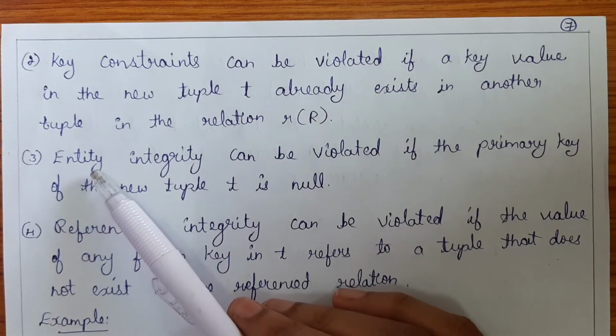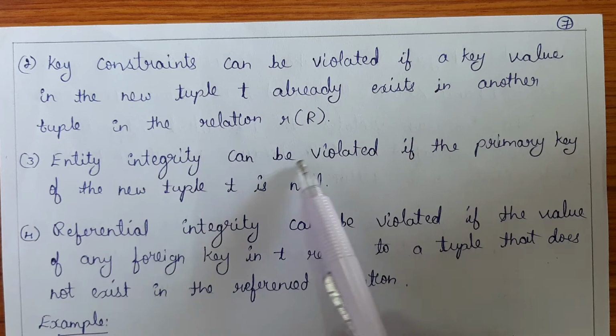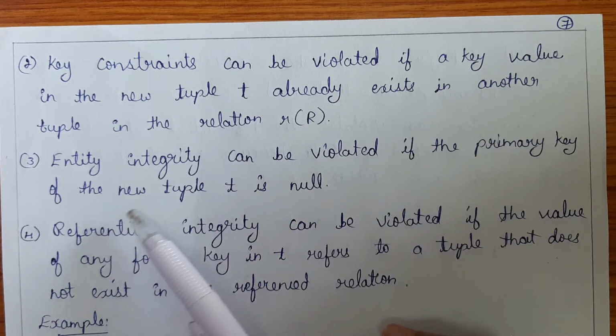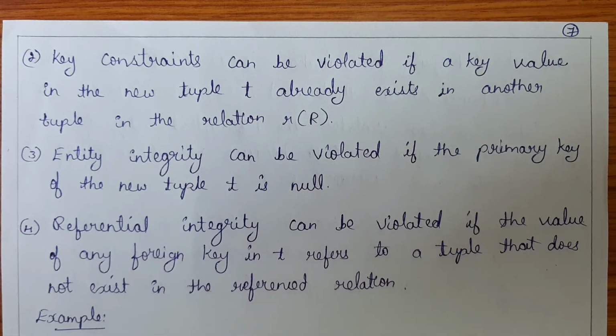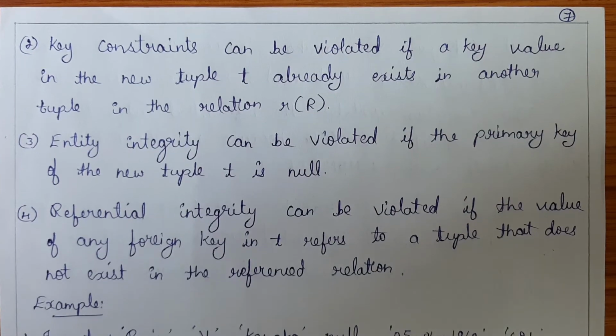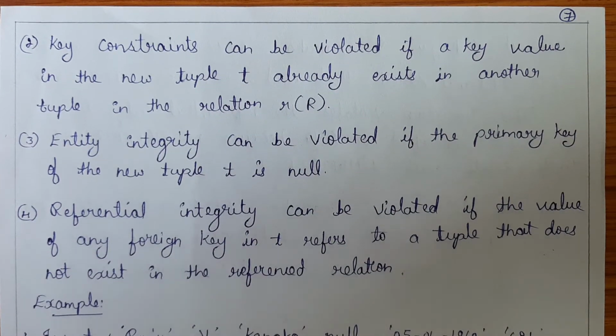Next is entity integrity, which can be violated if the primary key of the new tuple T is null. So entity integrity means the name of a table. If the primary key is null, it is not going to accept it. The primary key cannot be null. Got it?